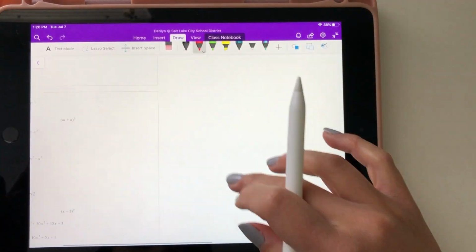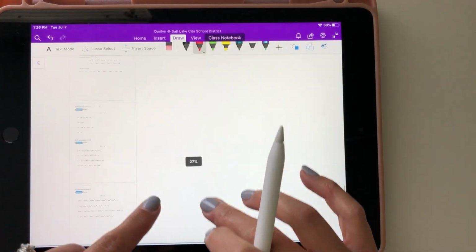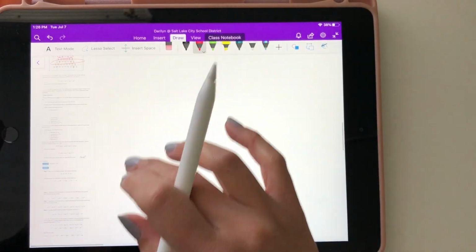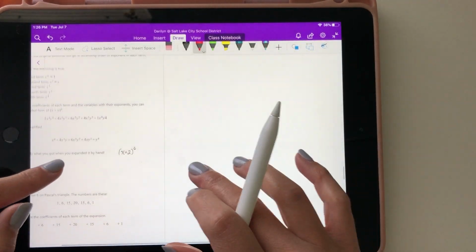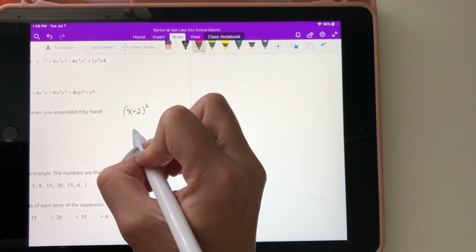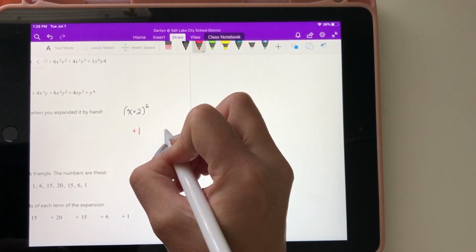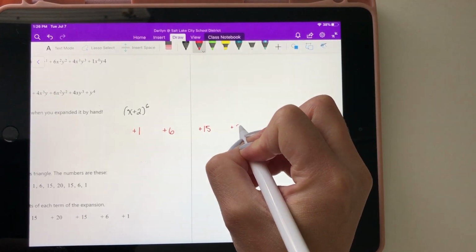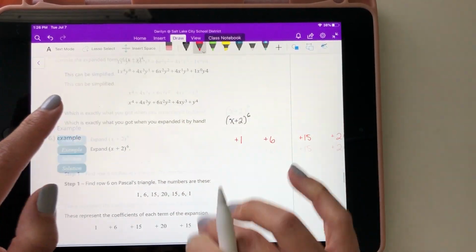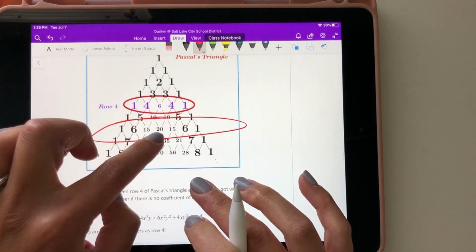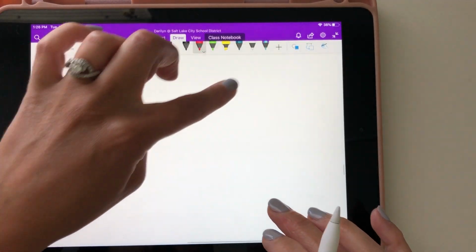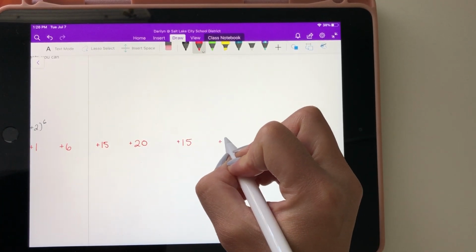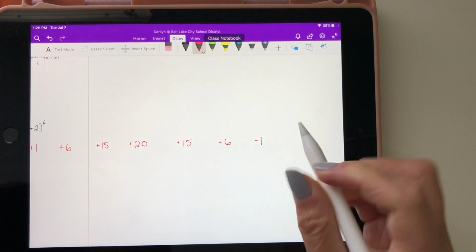So let's go down to the question I'm working on. Right here. So positive 1, positive 6, positive 15, positive 20, 15, 6, 1. So positive 15, positive 6, positive 1.